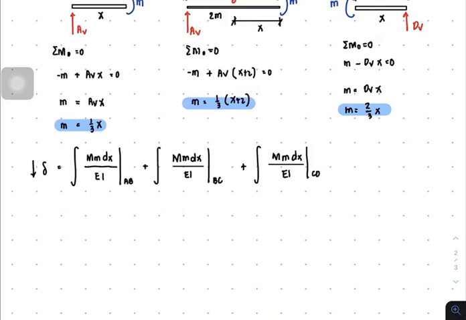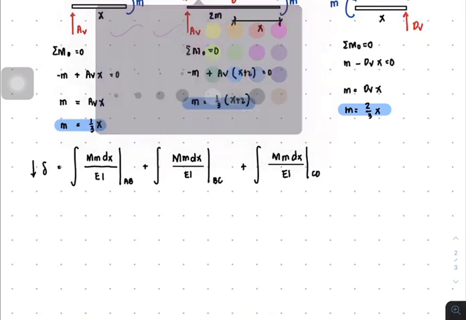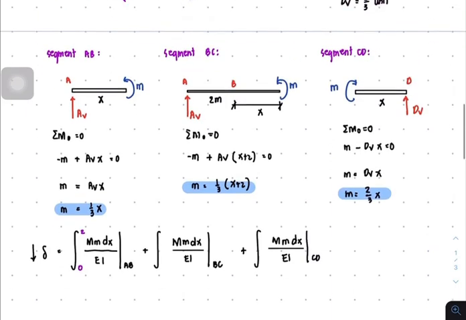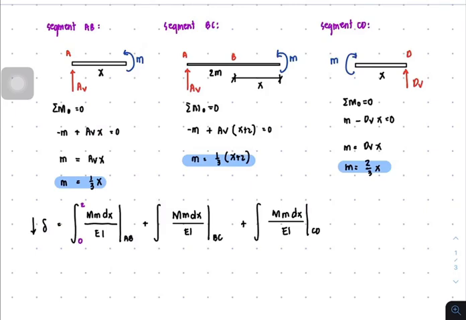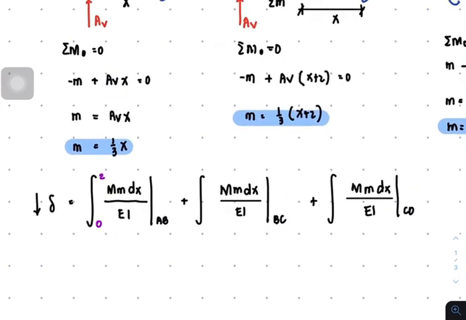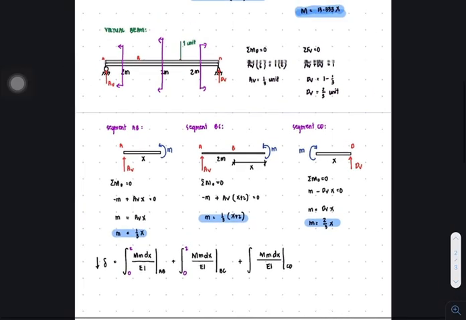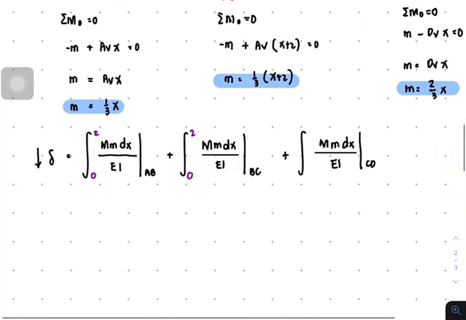And the limit, so I'll just place the limit here. This is from 0 to 2. Why? Because we're gonna use the limits that will start from 0 and it ends with the length or the distance of the segment. So the distance of the segment A to B is 2 meters. And how about for BC? It will start at 0, then end at 2 meters, because BC is 2 meters. The same with CD. So this is 0 to 2.